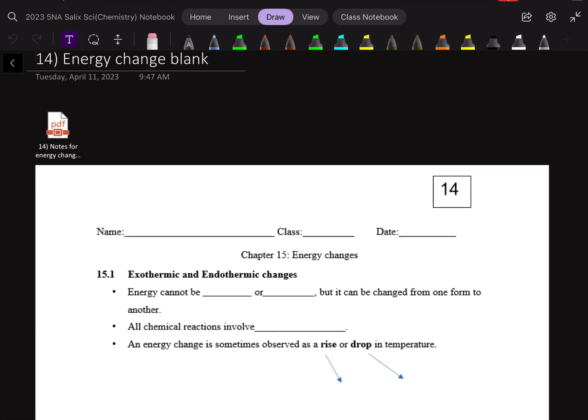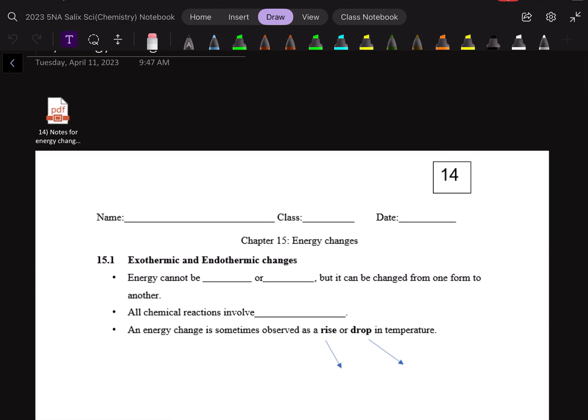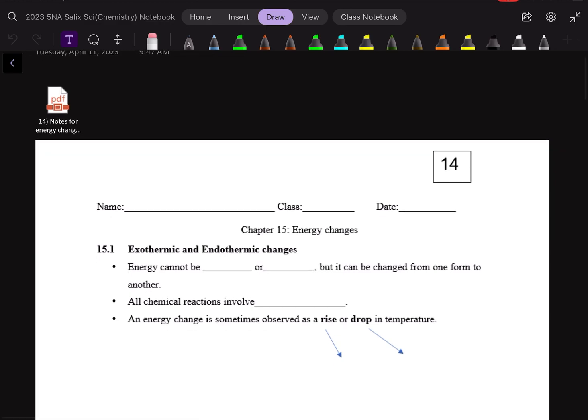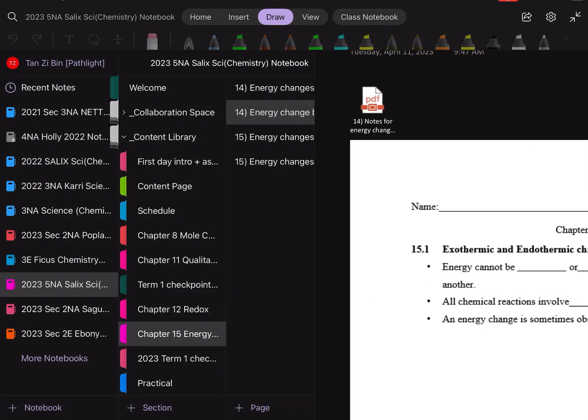Okay, good morning everyone. So we are going to talk about energy changes. For today is a relatively short chapter. So before that we can update the content page.